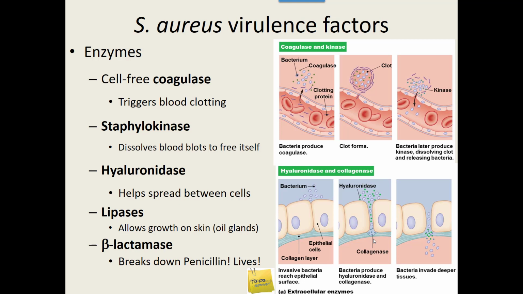All the beta-lactam antibiotics are ones that inhibit the making of cell walls. So it's a whole class of antibiotics that inhibit the making of cell walls. Well, this bacteria's got an enzyme that breaks down any of the antibiotics in the beta-lactam group. And so if you try taking penicillin with a Staph aureus infection, it won't do anything. The bacteria can fight back.